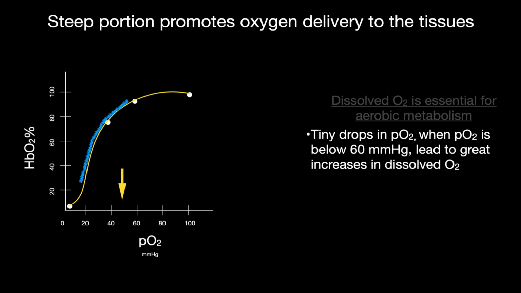So when you go from here to here, you see a huge drop off of oxygen bound to hemoglobin, meaning more of it is allowed to be dissolved in plasma and then used by the tissues in consumption.